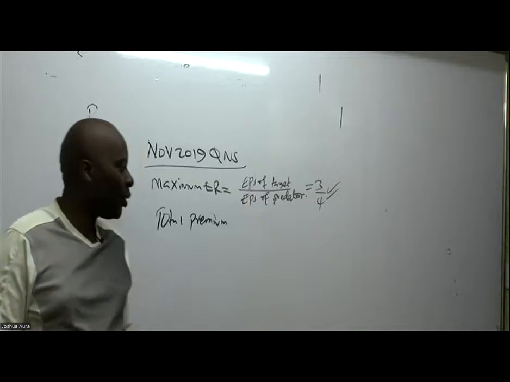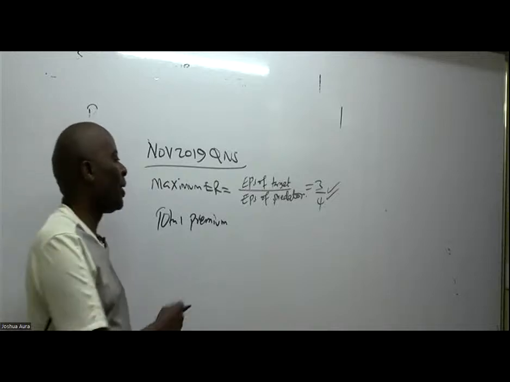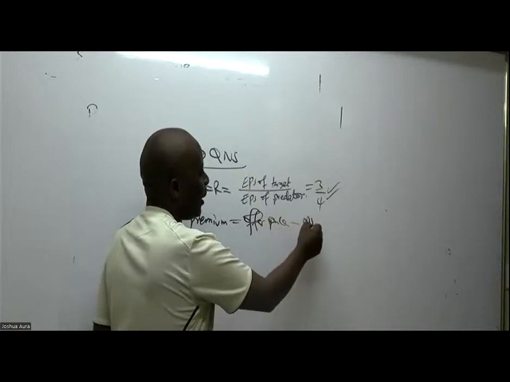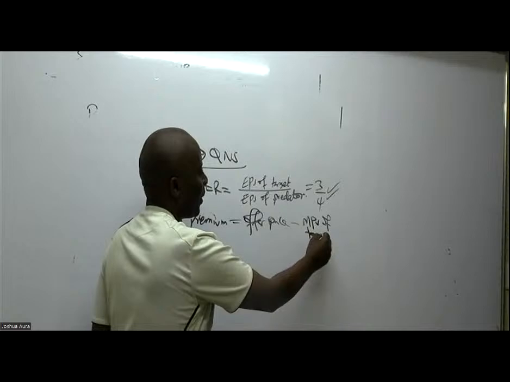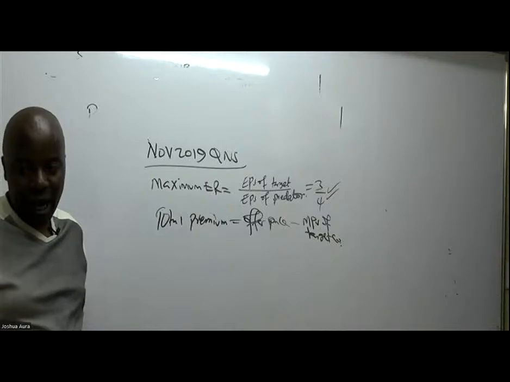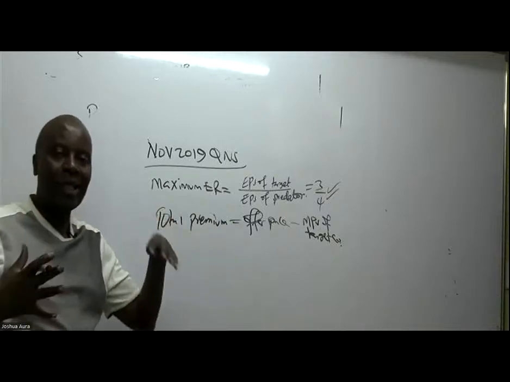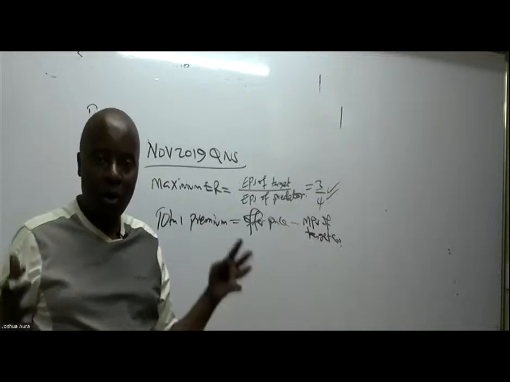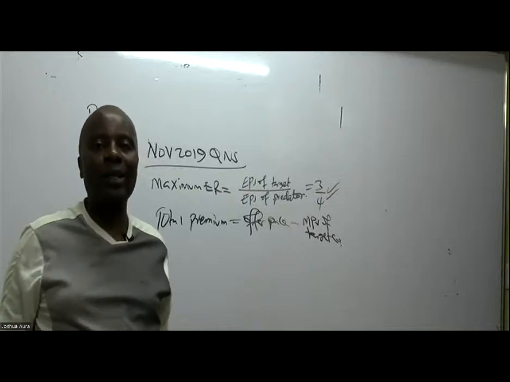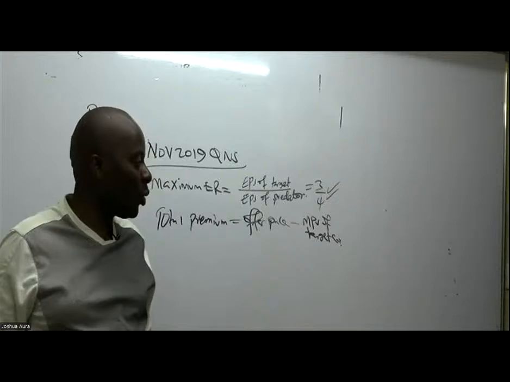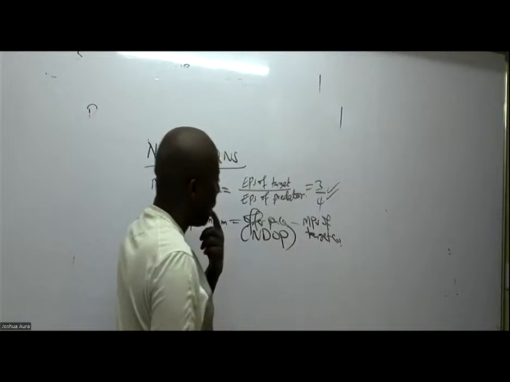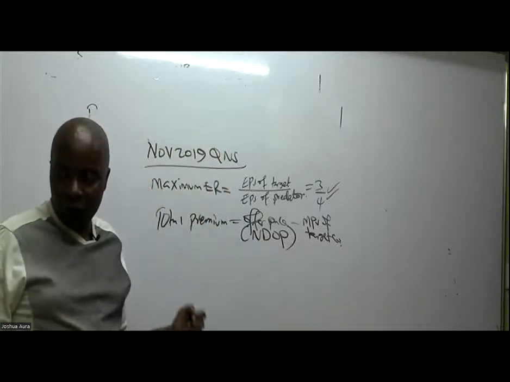Let's see. So remember when they ask for total premium, this is the formula. You will take the offer price, the price offered, minus MPS of the target company. Now, the offer price has not been given in this question. When offer price is not given, you calculate it yourself. You calculate it by looking for what we call the NDOP. NDOP is a non-diluting offer price.